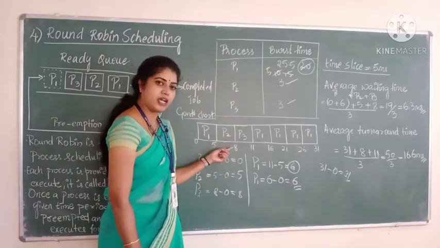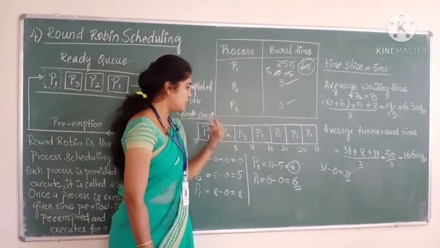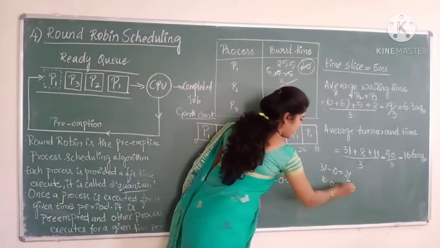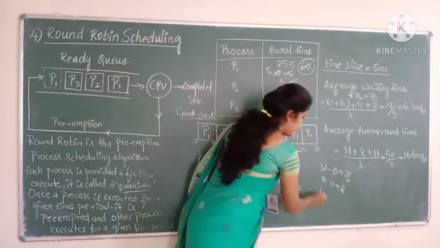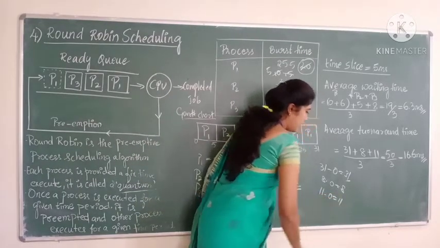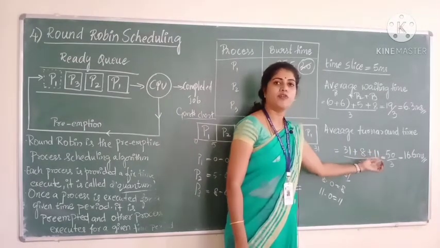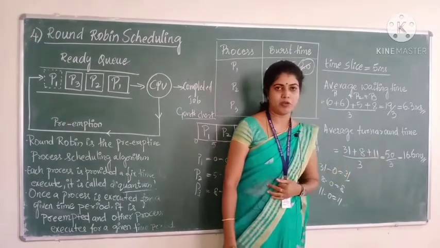And P2 is finished here only, because of the given time slice and the burst time of P2 is only 3. It is finished here only. So 8 minus 0, you will be getting 8. And P3 is also finished here only. So 11 minus 0, you will be getting 11. So 31 plus 8 plus 11 divided by 3 is equal to 50 divided by 3, where you will be getting 16.6 milliseconds.